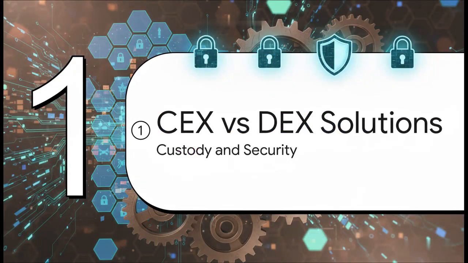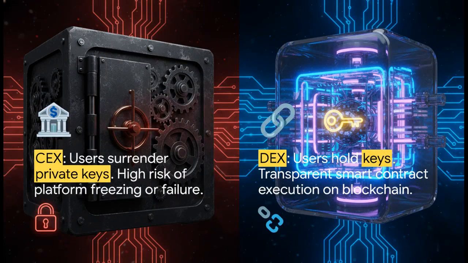All right, let's jump right into Section 1, CEX risks versus DEX solutions. So, centralized exchanges operate as a black box. You surrender your private keys, and honestly, you assume all the platform risk, like freezing or outright failure. But on the flip side, decentralized exchanges, or DEXs, act more like a transparent glass engine. You hold onto your keys, and trades execute via clear, transparent smart contracts right on the blockchain. It is a total, fundamental shift in custody.